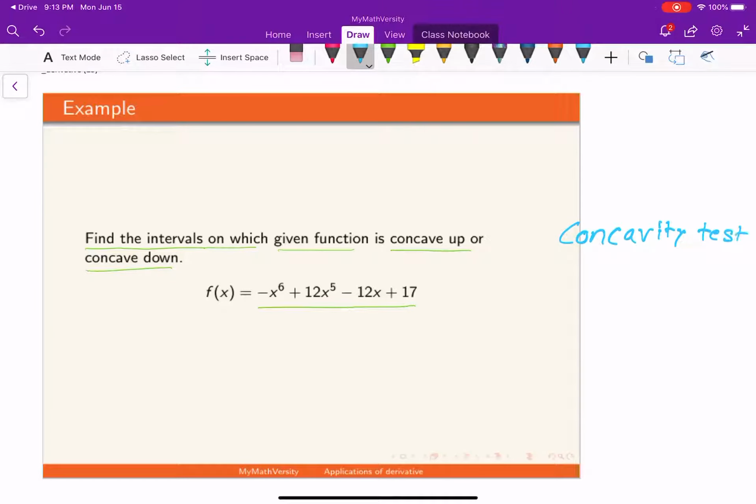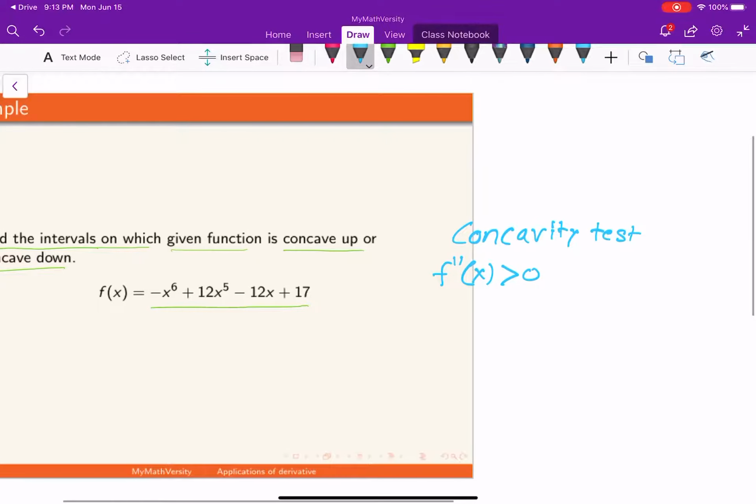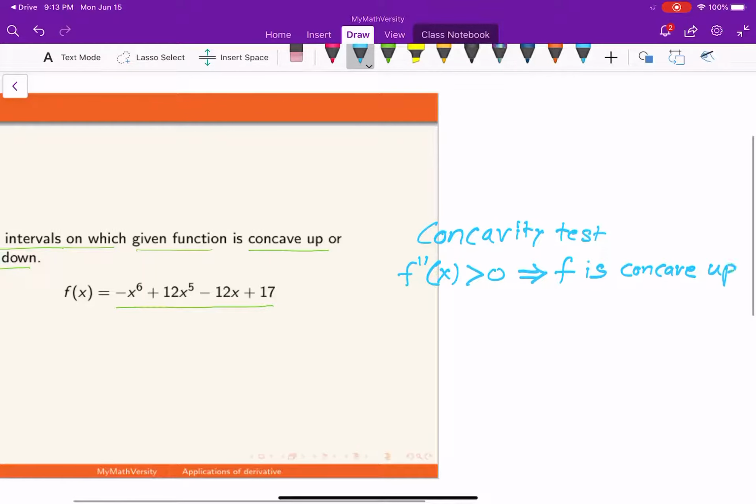if you are given a function f, let's find the second derivative of this function and try to see where the second derivative is positive. If on a certain interval the second derivative is positive, then the function is concave up. And at the same time, if the second derivative is negative on a certain interval, then the function is concave down. So this is the summary of the concavity test, and we are going to just use that test over here.